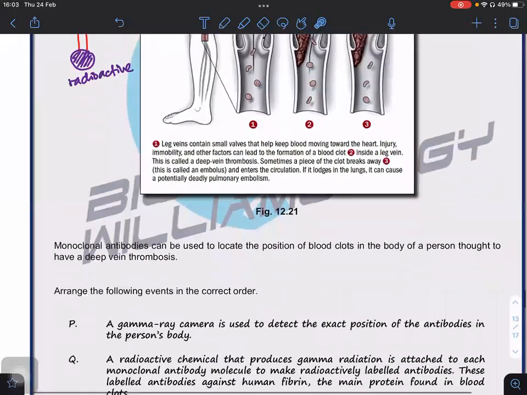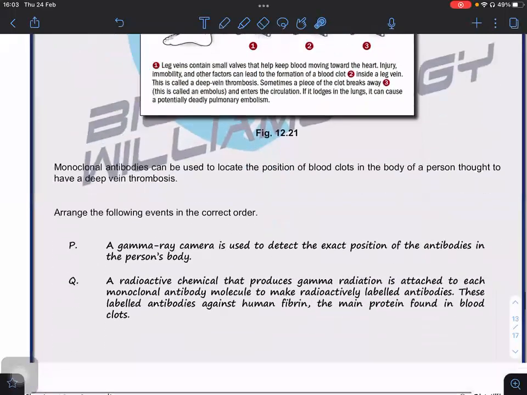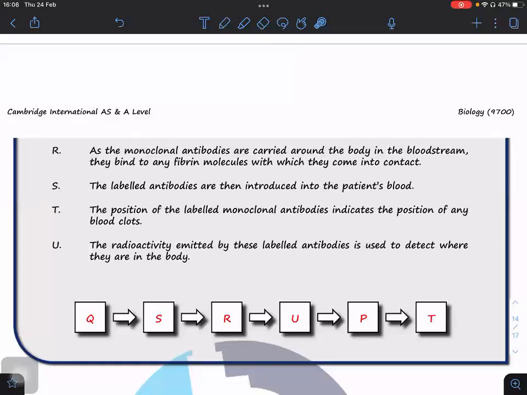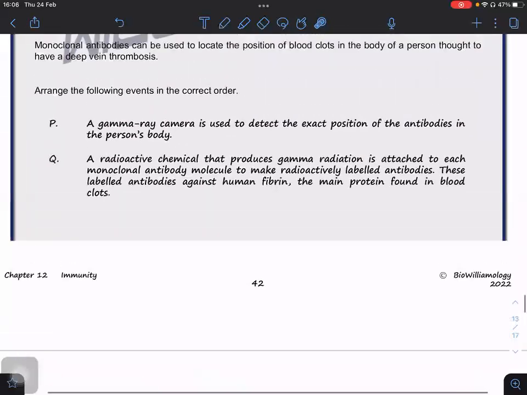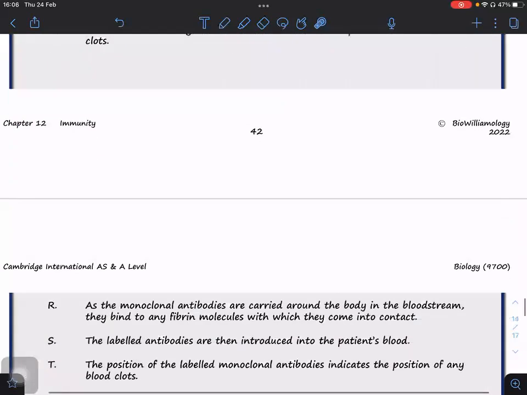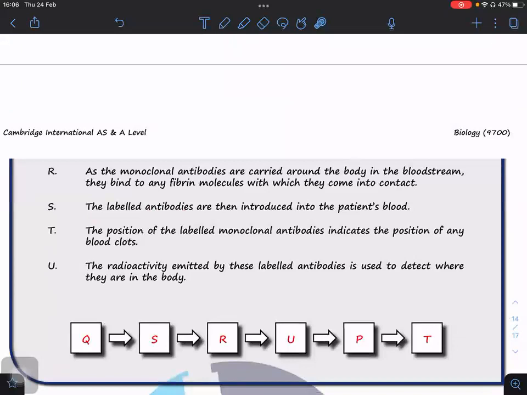So we can try this: arrange the following events in the correct order. I will disclose the answer later. First, a radioactive chemical that produces gamma radiation is attached to the monoclonal antibody molecule to make a radioactively labeled antibody. This labeled antibody is against human fibrin, the main protein found in the blood clot. Next, this labeled antibody is introduced into the patient's blood vessel.